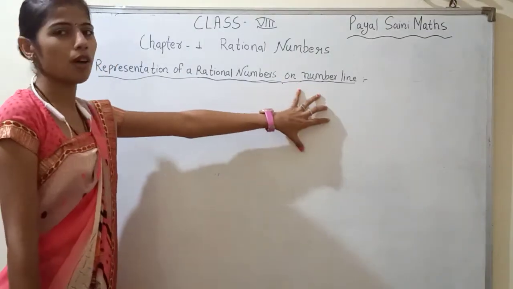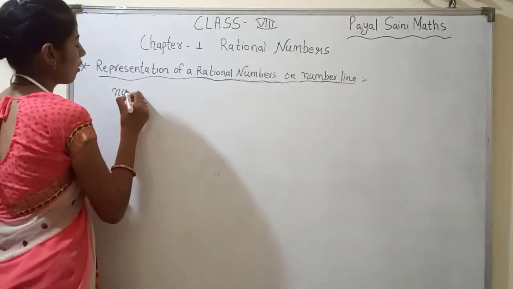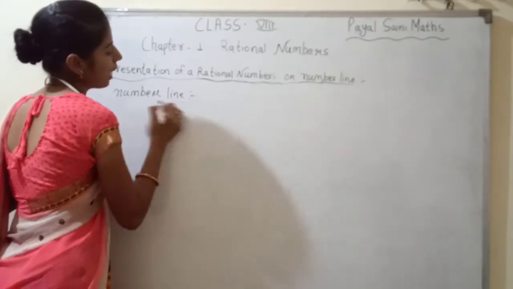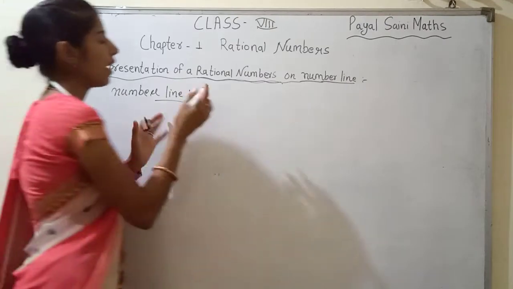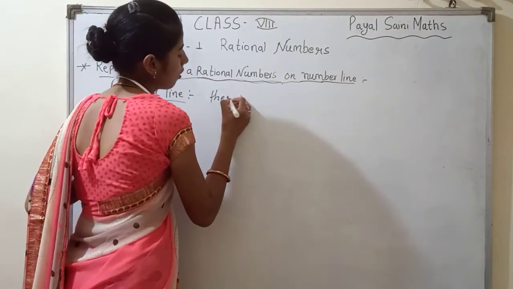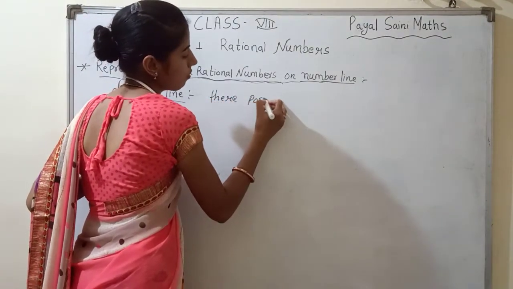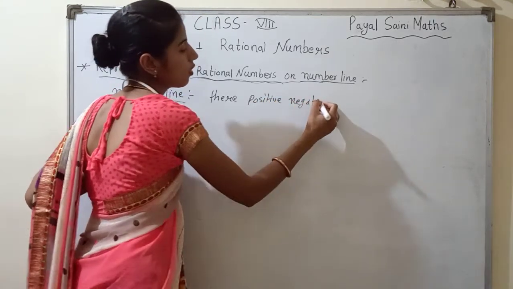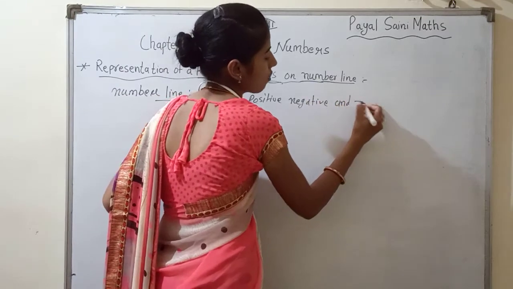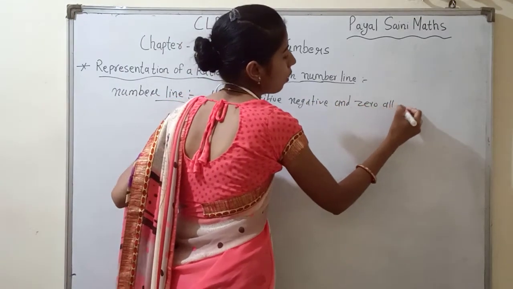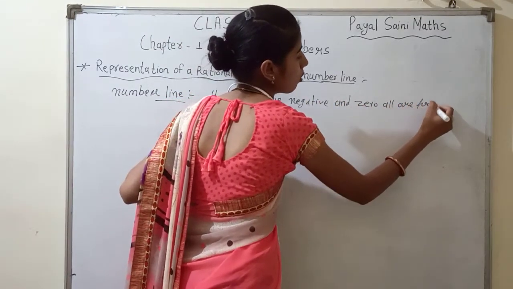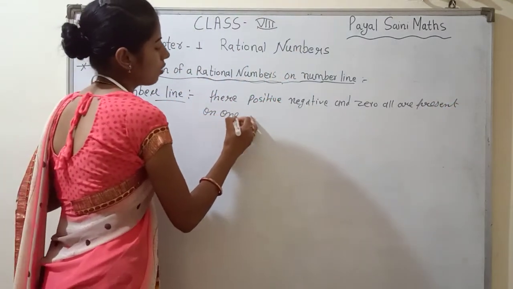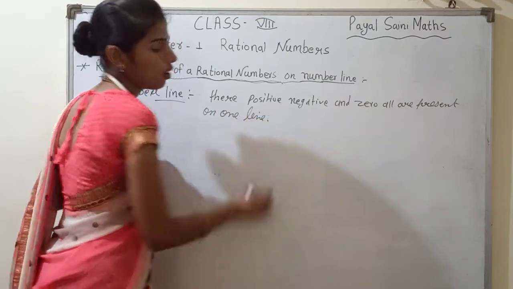What does number line mean? First we understand what a number line is. On a number line, positive, negative and zero numbers are all present on one line. That's called your number line.